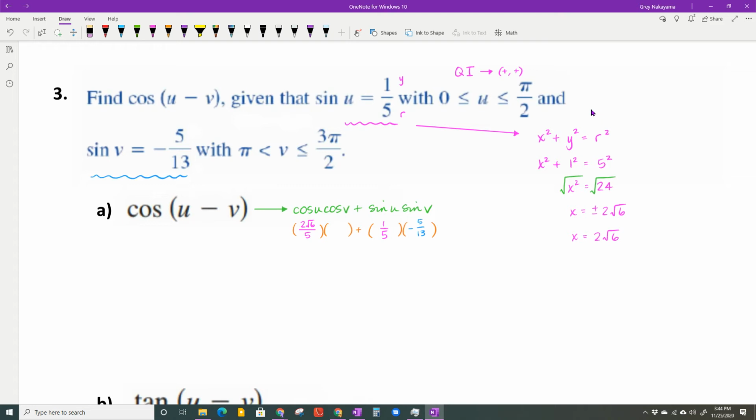All right, here they told me that the sine of v was negative 5 over 13. So again, that's y and that's r. So I'm going to come over to the side, and x is what I'm looking for. So I'm going to have x squared. And remember, y'all, this negative here, you can ignore it, okay?